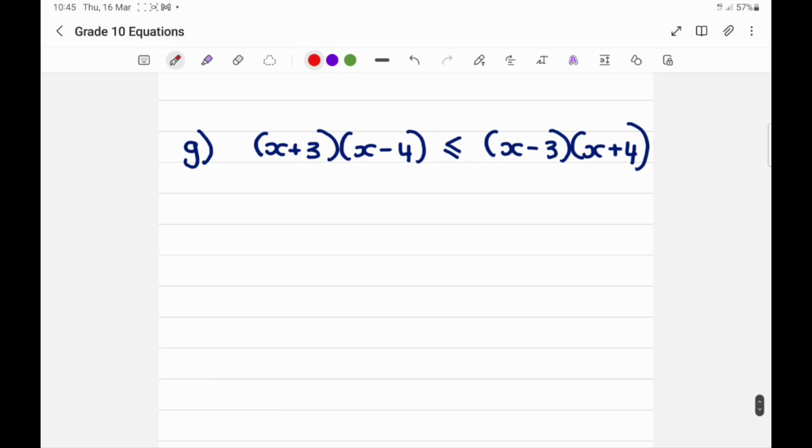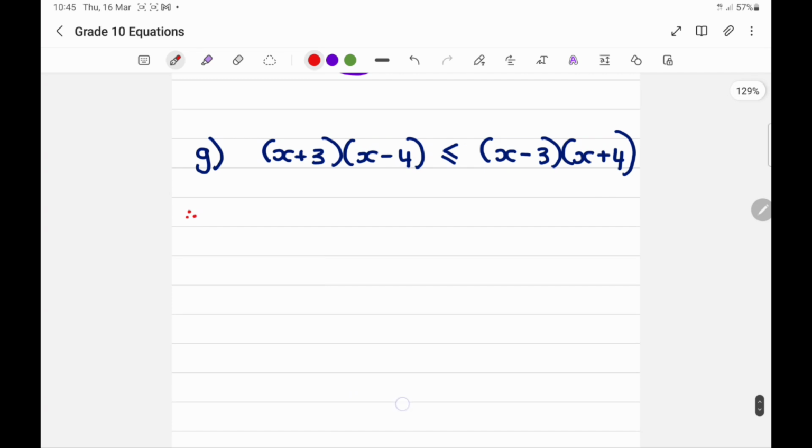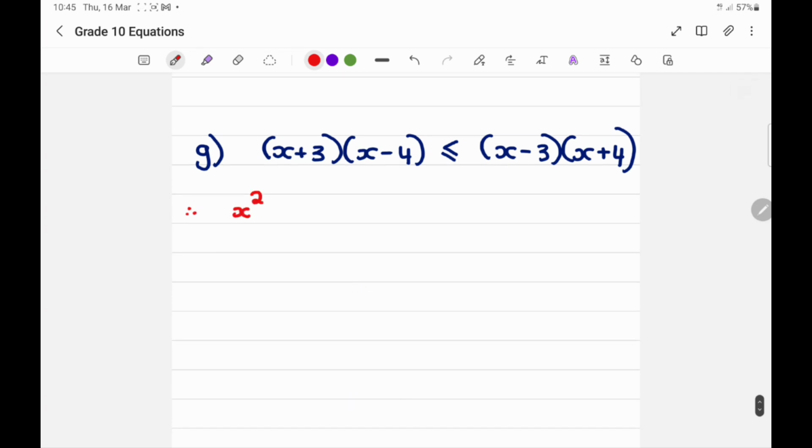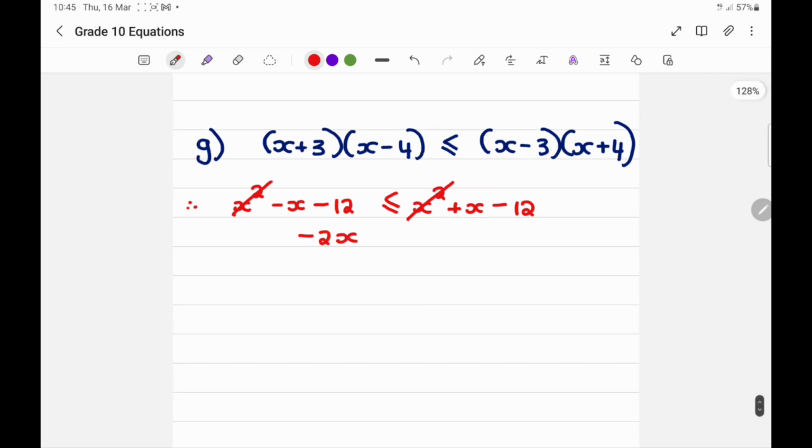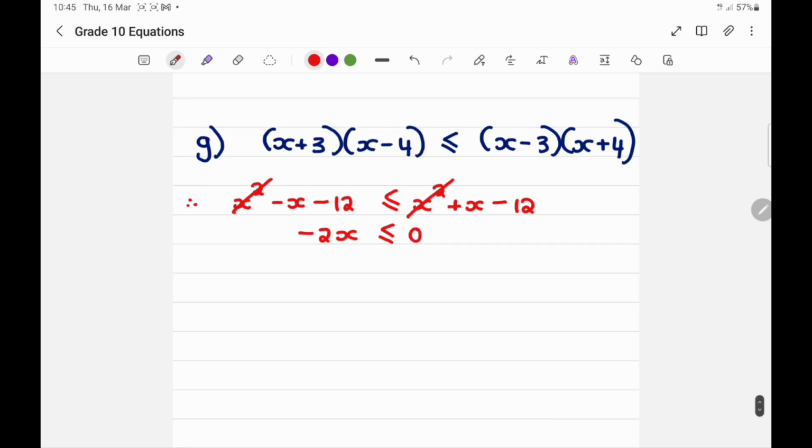And then the very last one. We can also mix it up like this. I'm going to quickly do this one. X squared minus 4x plus 3x is minus x minus 12. And x squared plus 4x minus 3x is plus x minus 12. And over here, x squareds will fall away. Minus x minus another x is minus 2x. And over here, minus 12 plus 12 is 0.